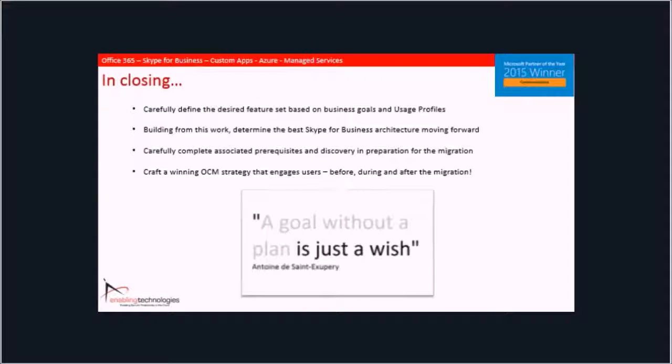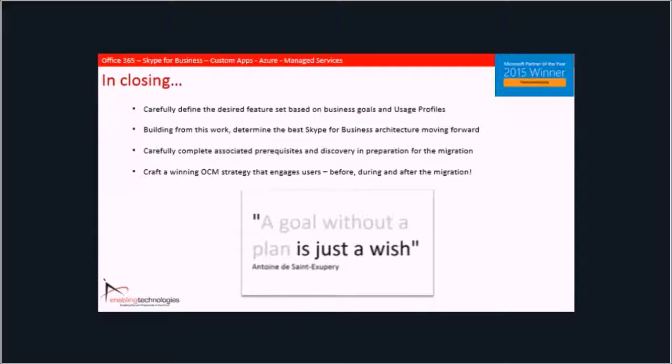So last slide for me here, and then we have a couple minutes for Q&A. Just a recap of what we've talked about today as far as this final kind of putting it all together before we start the migration session. Make sure, first of all, that you define that desired feature set and rollout plan based on business goals and usage profiles. Building from that work, determine the best architecture, Skype for Business, moving forward.